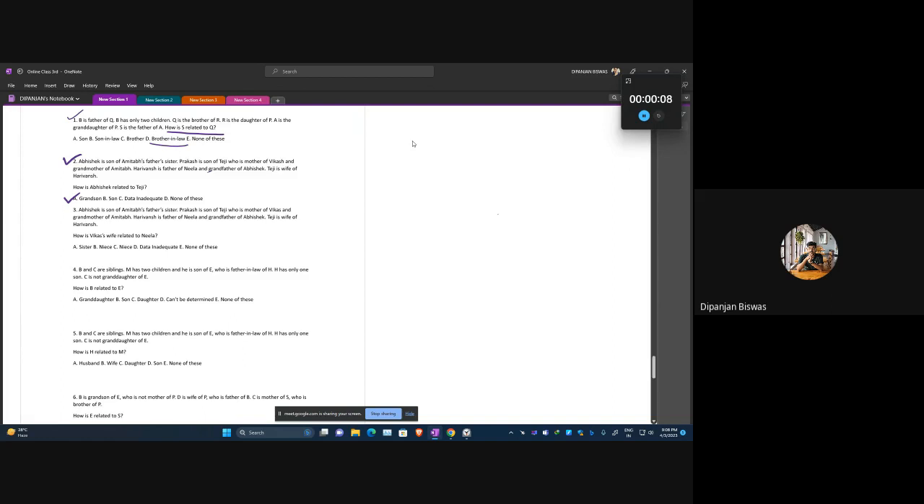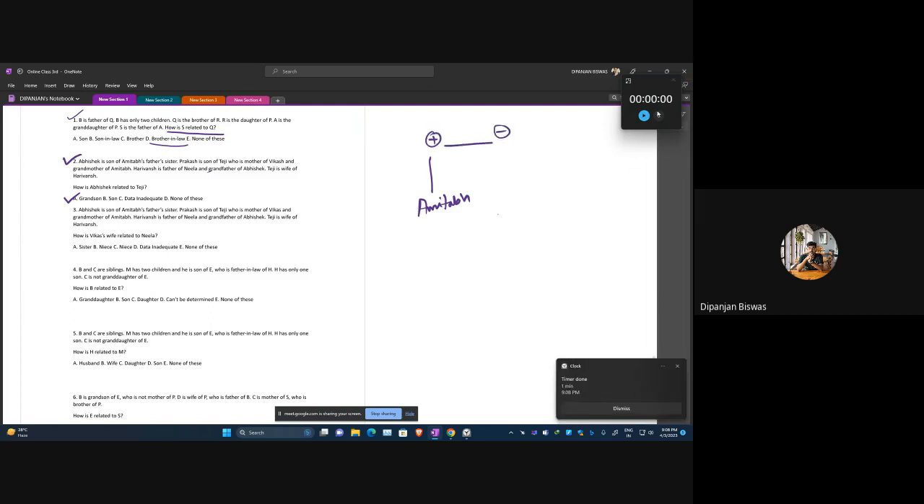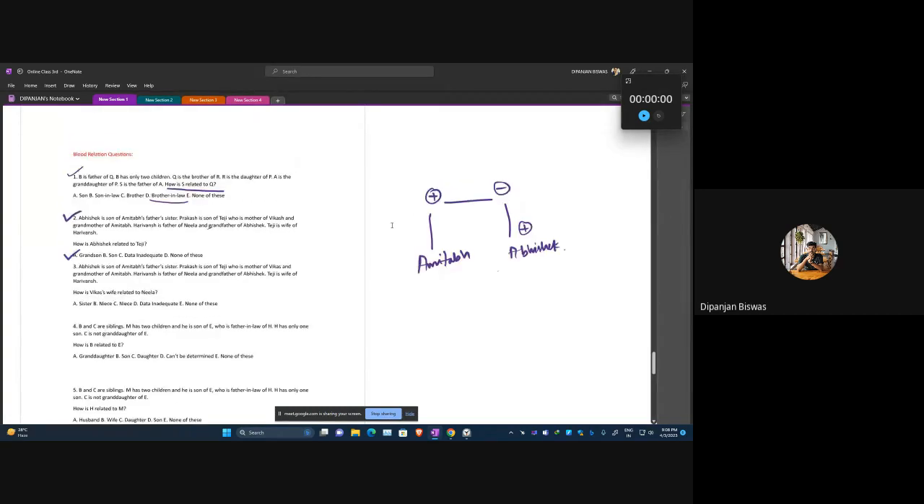Abhishek is son of Amitabh's father's sister. If Amitabh was here, Amitabh's father's sister should be here. Then Abhishek is the son of Amitabh's father's sister. Prakash is son of Teji, who is the mother of Vikash and grandmother of Amitabh. So we have Teji as the grandmother of Amitabh. Just write down Teji here as the grandmother of Amitabh, and Teji is the mother of Vikash.